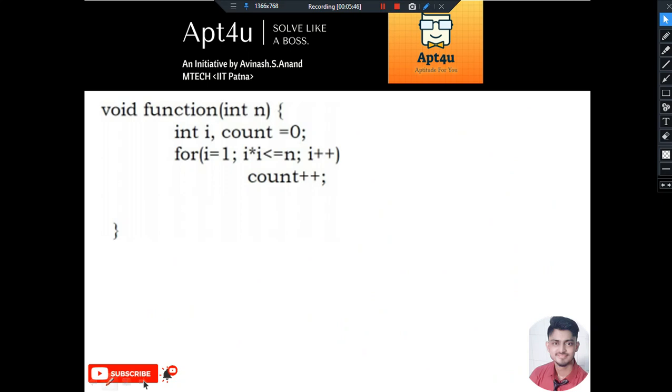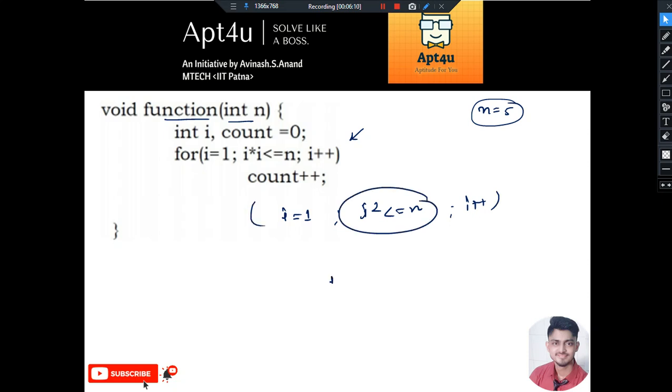Alright, let us move to this new problem. Again, here we have the function, it receives the value n. Suppose n is equal to 5. Now the loop here is a for loop. We will just focus on how many times the loop is getting executed. The loop gets executed from i equal to 1 till i square is less than or equal to n, and i plus plus. What is the stopping criteria? The stopping criteria is i square greater than n, isn't it?